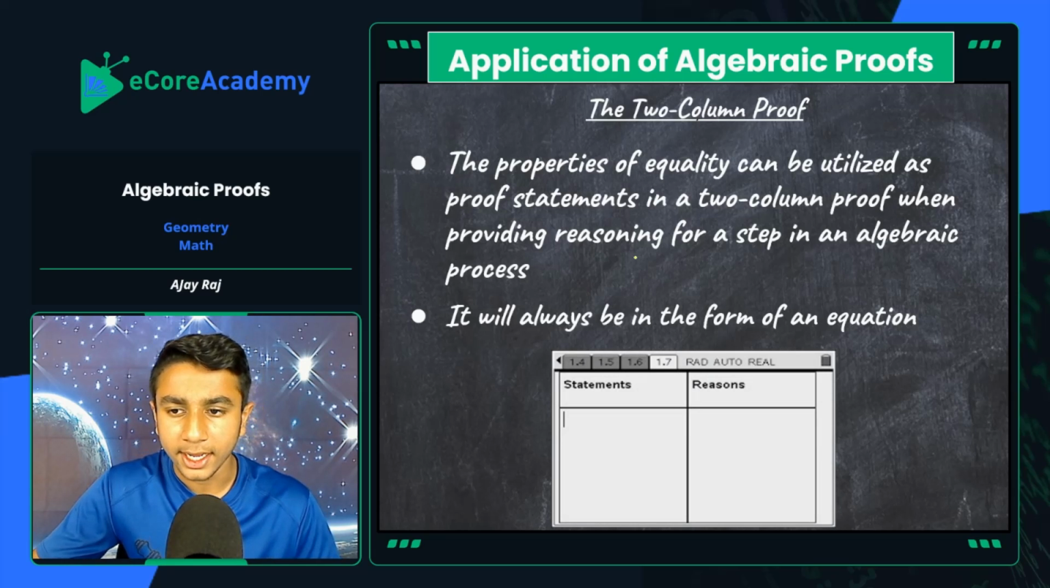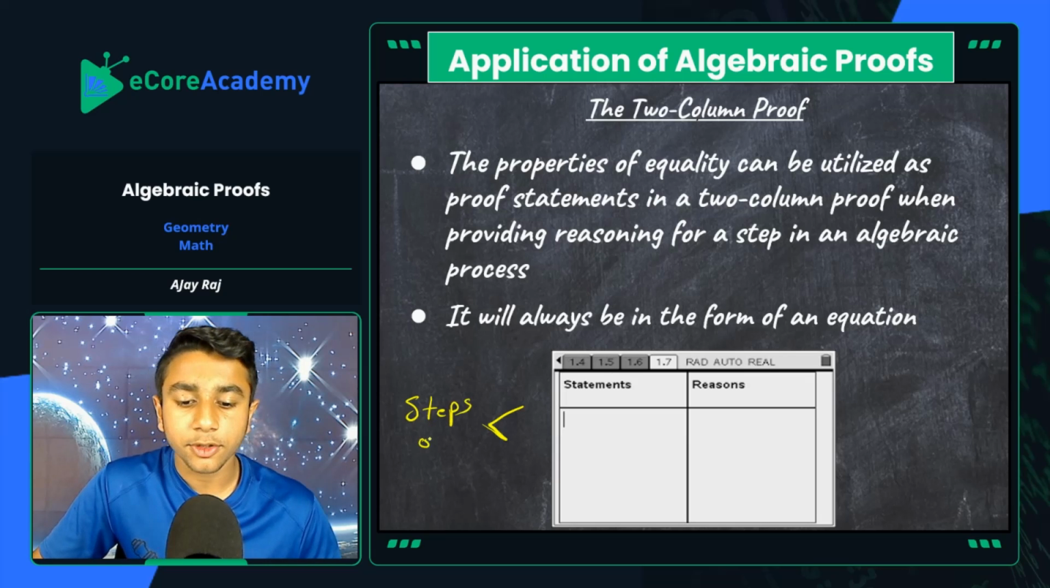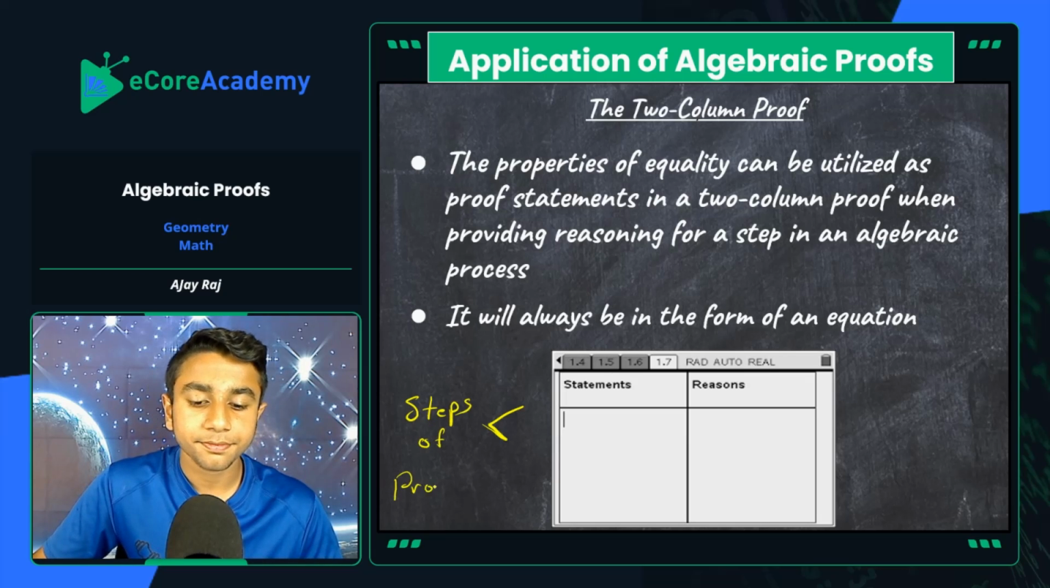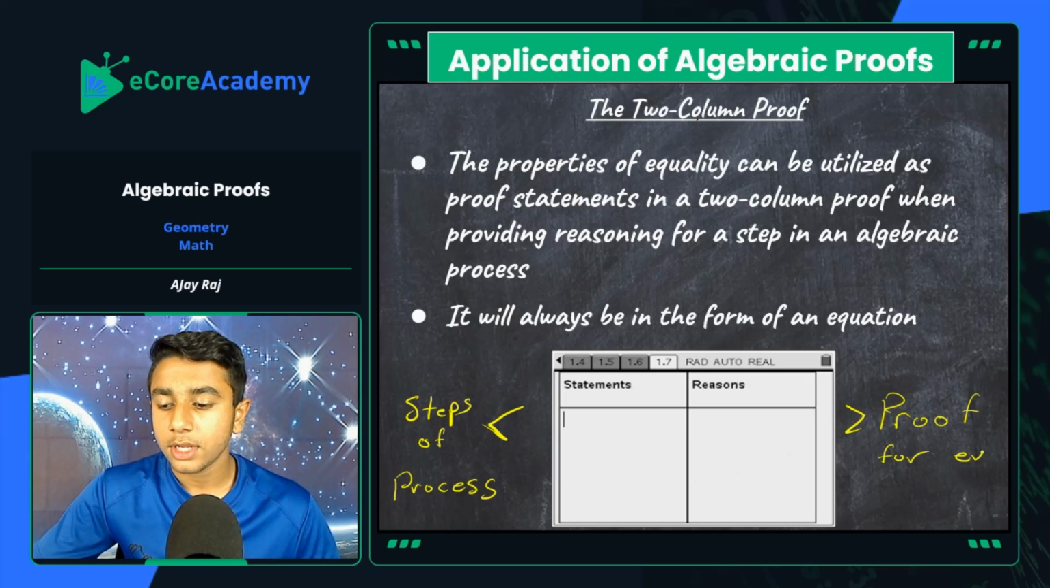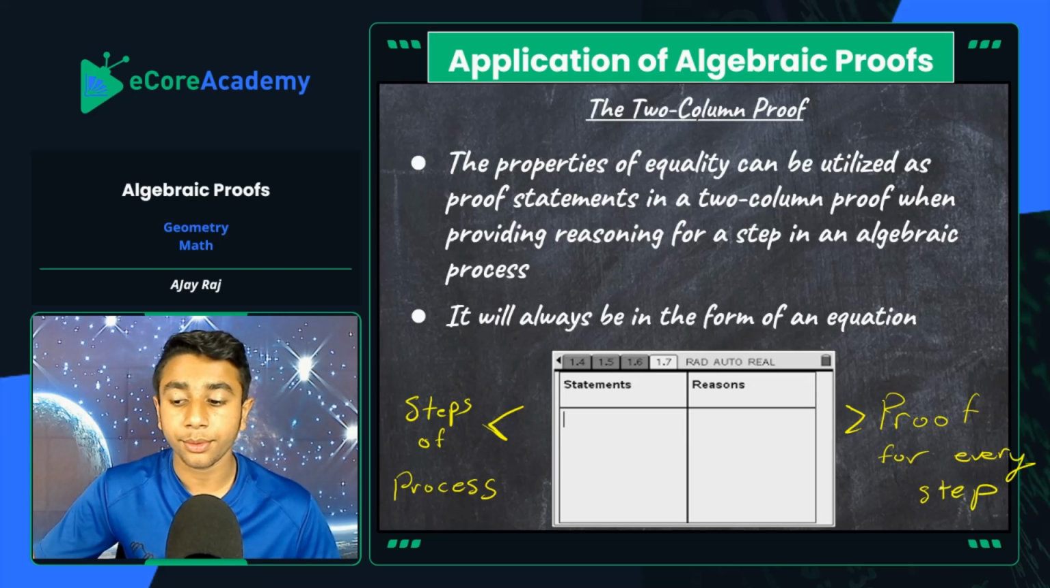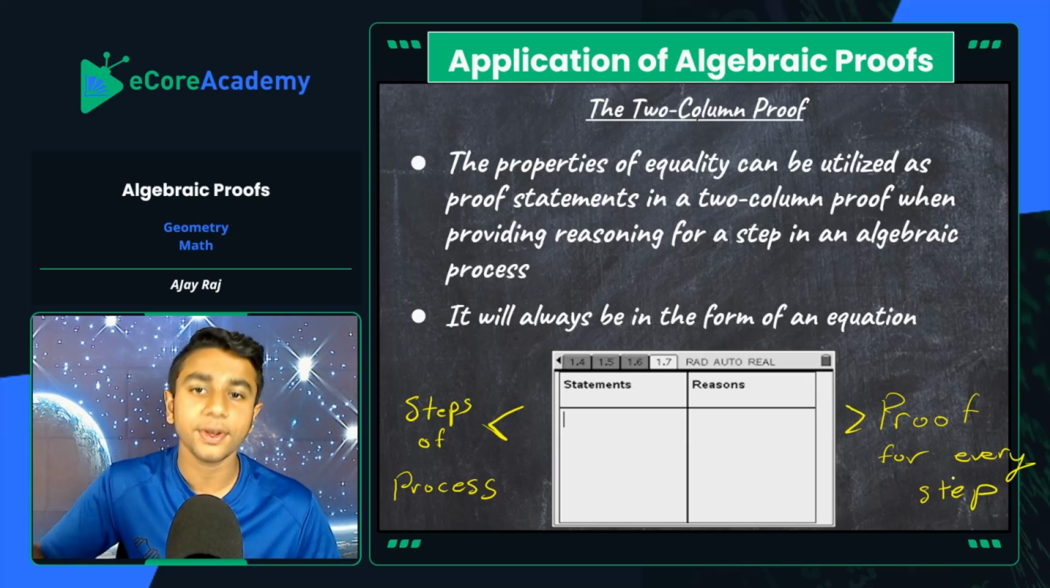And this is basically what a two-column proof looks like. It's split into two sections, one being the statements and one being the reasons. The statements are basically the steps of your equation, steps of the process. And then this column here is going to be the proof, so it's just your proof for every step. Without proper proof in geometry, any step that you're taking will not be considered valid, or it will be marked wrong. So proof is very important in geometry.